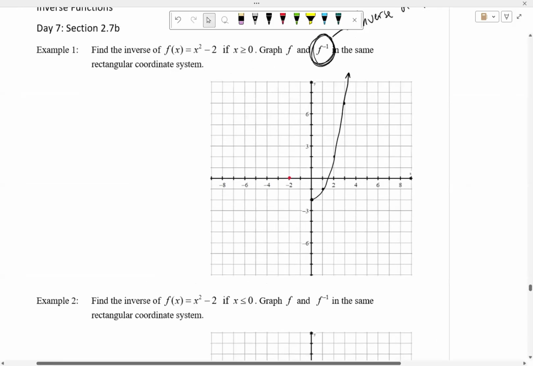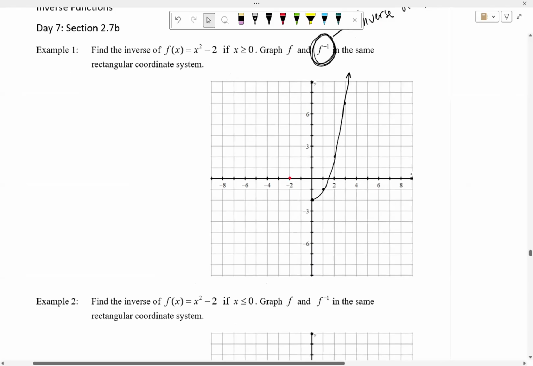Yeah, so one of the points is 3, 7, so it'd be 7, 3. Any questions? Is there another point? 2, 2 becomes 2, 2. Thank you for reversing them. Nicely done. Gideon, thank you for your help.